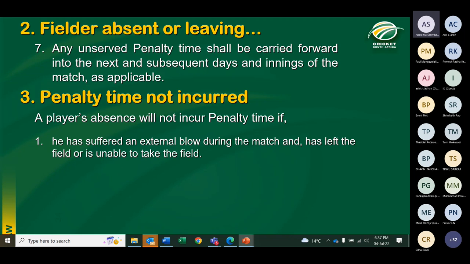Other examples of external blows: the ball gets hit high into the air and two fielders converge on the ball. They run into each other and both go to ground. The physio comes on. One of the players needs to leave the field. That's an example of an external blow where two players came together, and one of the players subsequently had to leave the field to get treatment. In those cases, that's an external blow. No penalty time will have to be incurred.